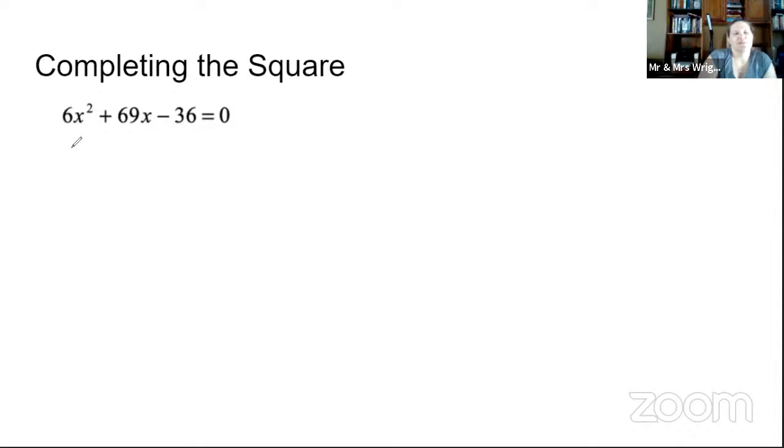You're going to have decimals and fractions and just stuff that's not fun to work with. So let's look at how we would do this. The first step is we need to make this so there's a 1 here.